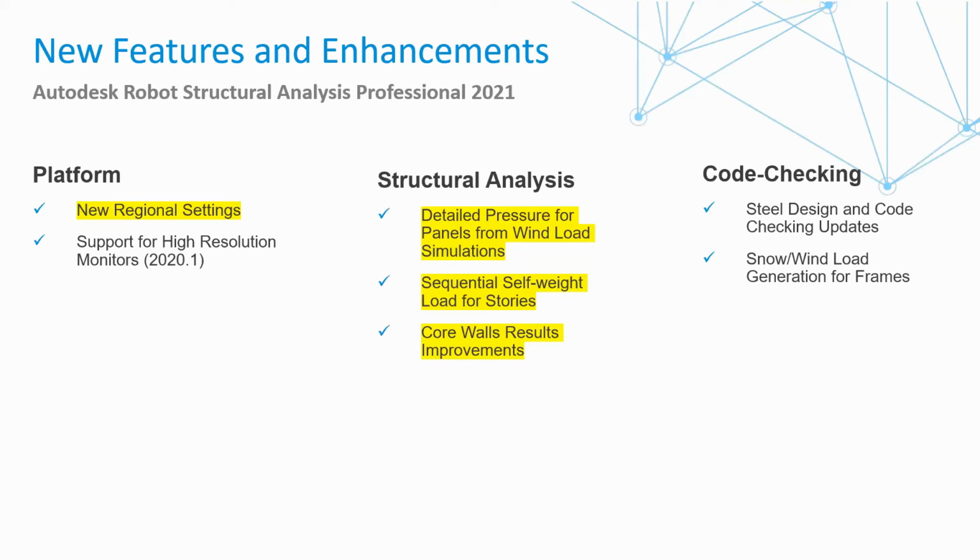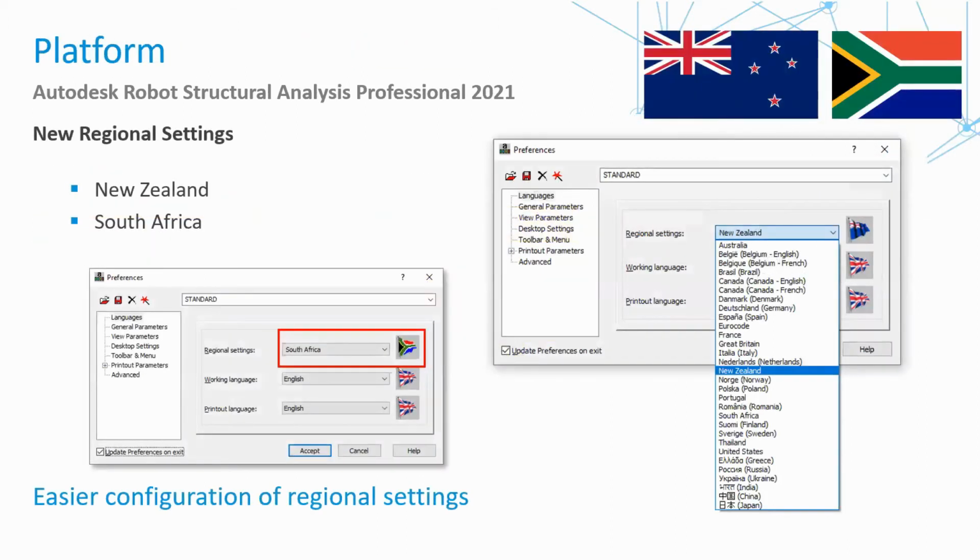I'll take you through the improvements that they've done on your structural analysis for wind load simulations, sequential self-weight load, and then also, very useful for projects that I've been working on recently, the core walls results improvement. Now I'll be happy to share with you that new regional settings for New Zealand and South Africa have been added. This is very useful, so we don't have to configure or customize Robot after installation.